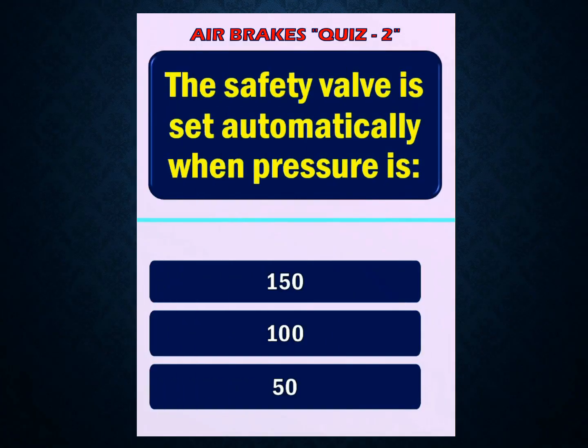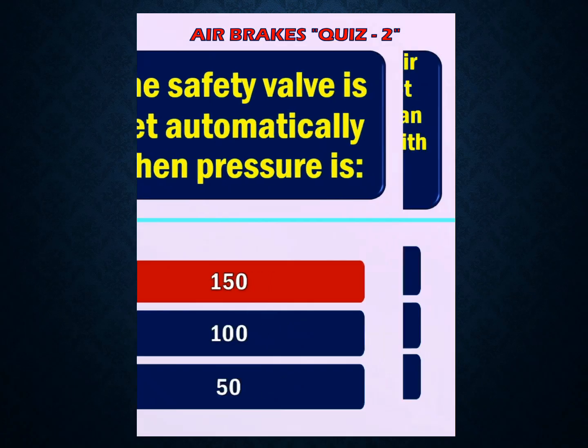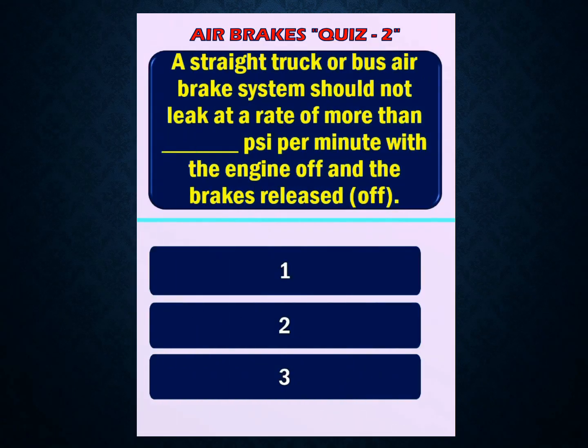The safety valve is set automatically when pressure is. The correct answer is A. 150. A straight truck or bus air brake system should not leak at the rate of more than blank psi per minute with the engine off and the brakes released. The correct answer is B. 2.